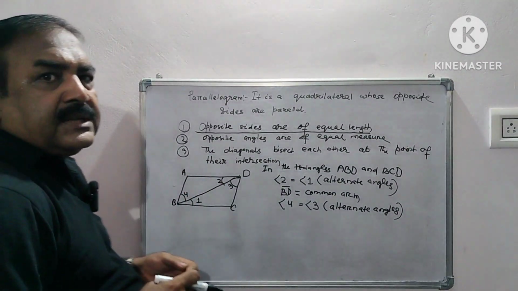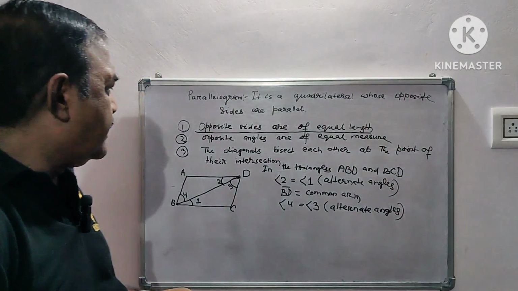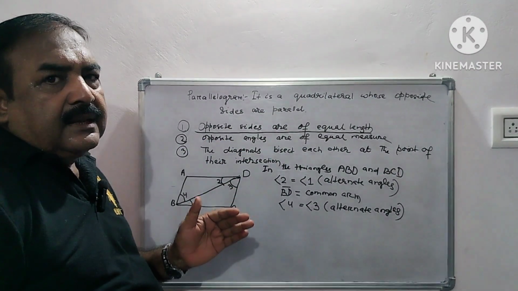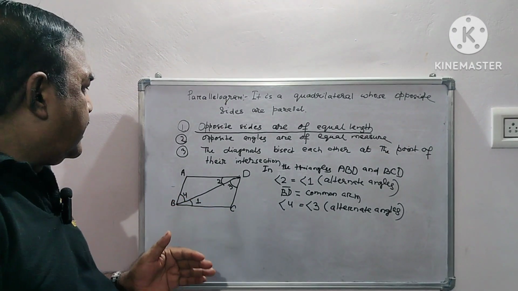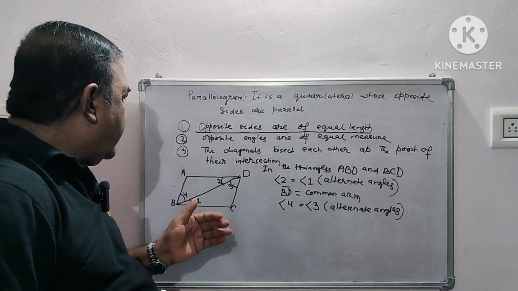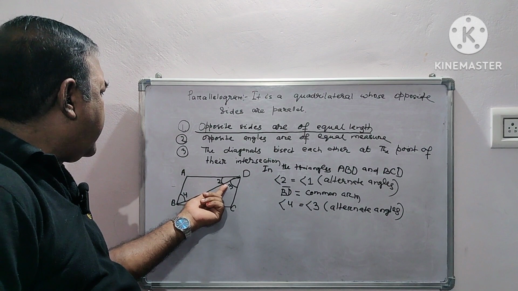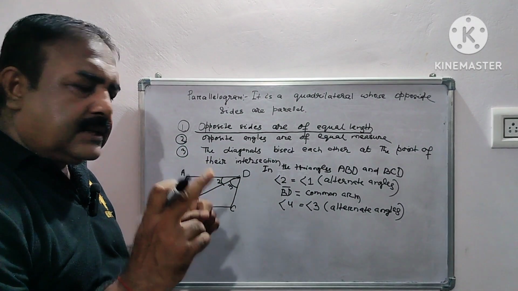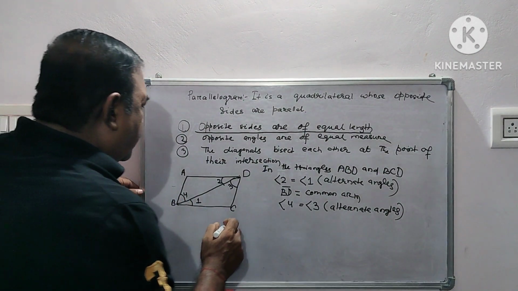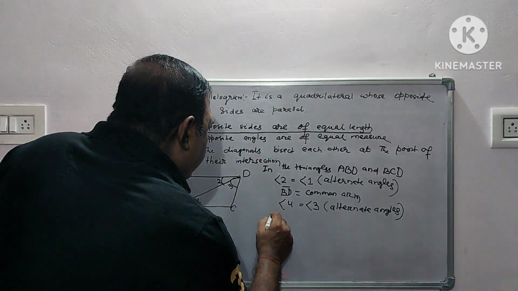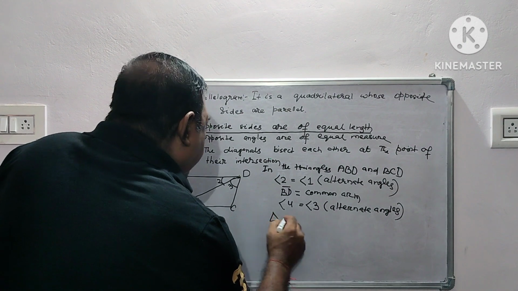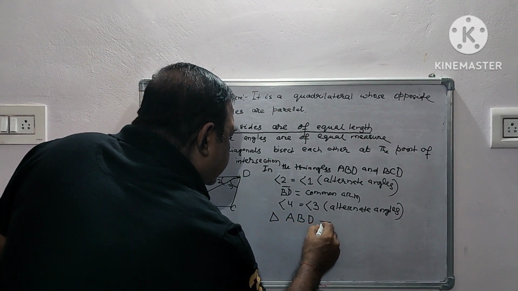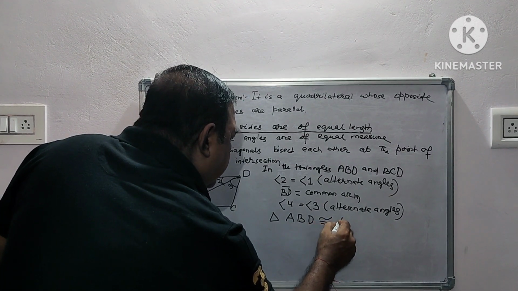And what is the congruence condition? You see, ASA. Angle side angle, that is called that congruency condition. That means two angles and the included side is BD, and its two endpoints, two angles. You can see here. So we can write triangle ABD is congruent. You give the symbol like this.